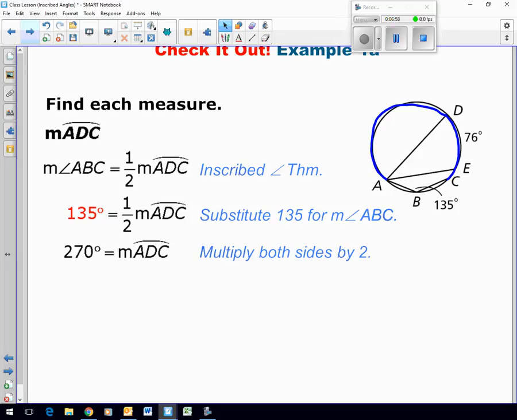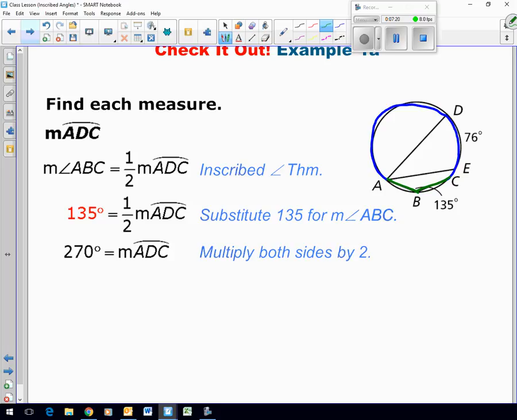Wait, so wouldn't AD be 170 something? ABC, you see how these are chords right here? AB and CB are chords.